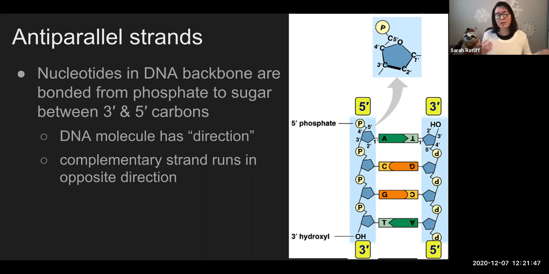How do we know which one is which? Well, we're going to count our carbons. So starting at our base here, we're going to start on the left strand here.